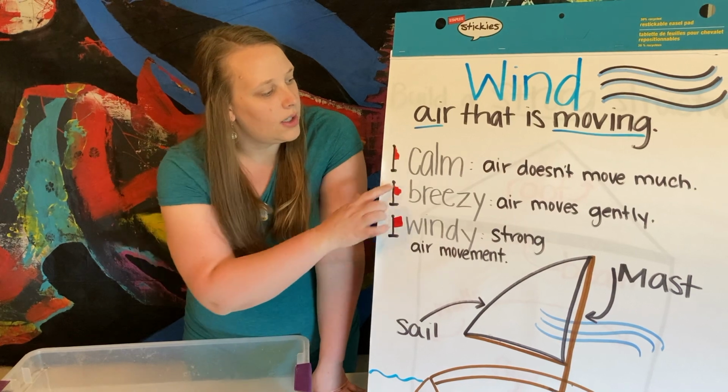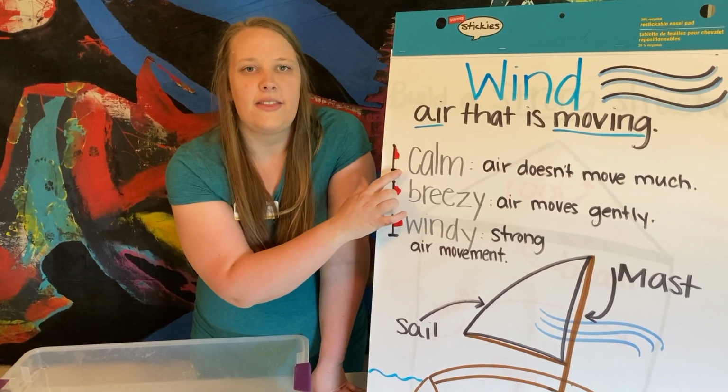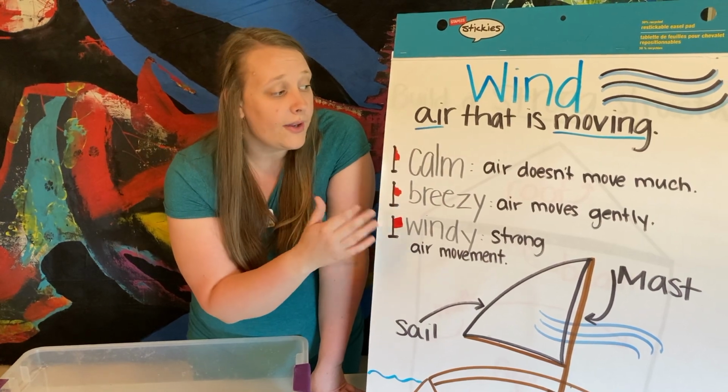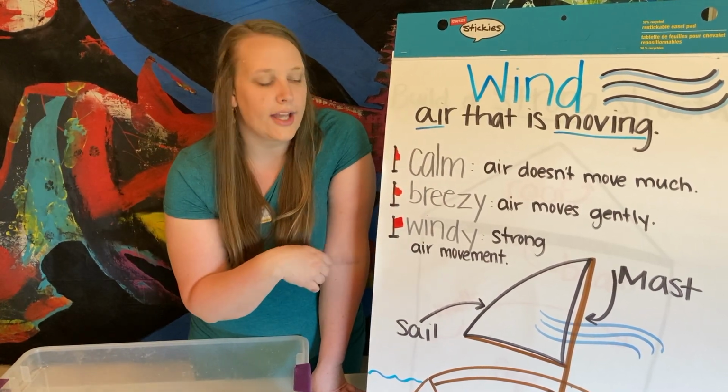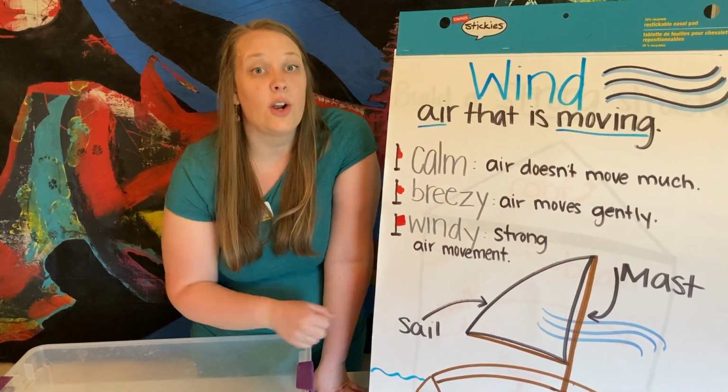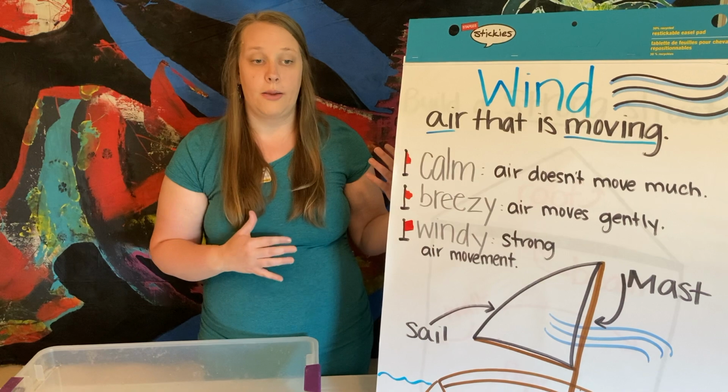so that it can do what we need it to do. If we have a calm wind, that means that the air is not moving very much. If we have a breezy wind, that means the air is kind of moving gently. And if we're saying it's windy outside, that means that the air is moving and it's a strong movement.